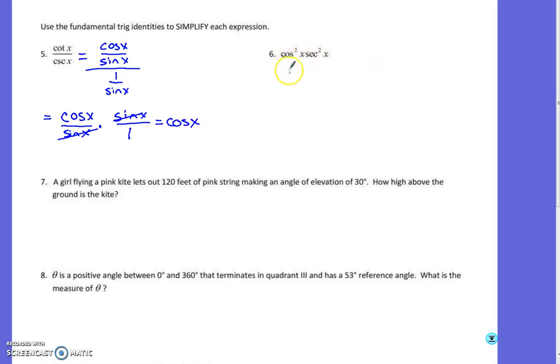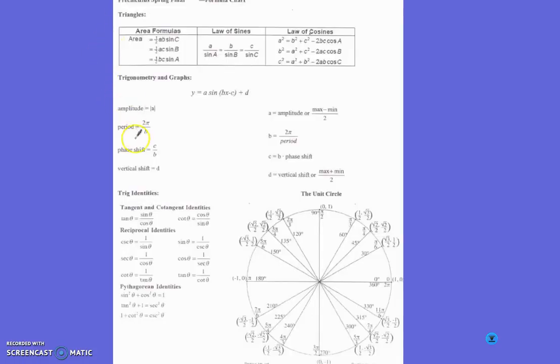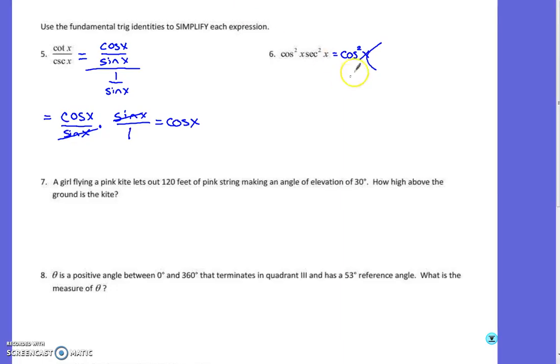For number 6, the first one's already in terms of cosine. So I'm just going to leave that as cosine squared. Well, secant squared, secant is 1 over cosine. So secant squared would be 1 over cosine squared. And if we take a number times its reciprocal, 1 in the numerator, 1 in the denominator, everything cancels out. We're left with just a 1. And that's number 6.